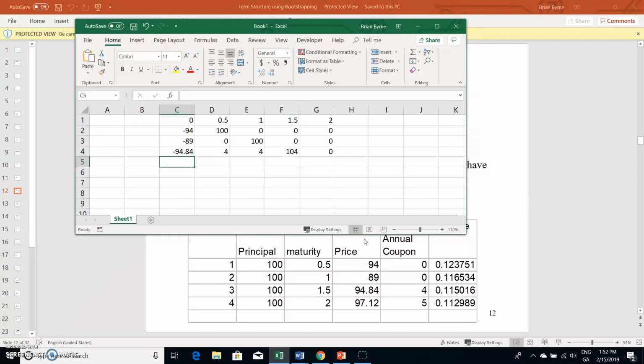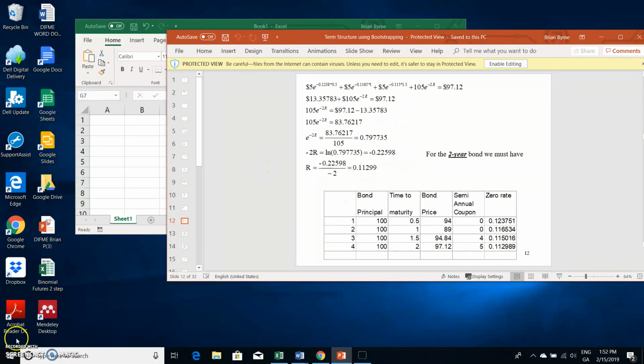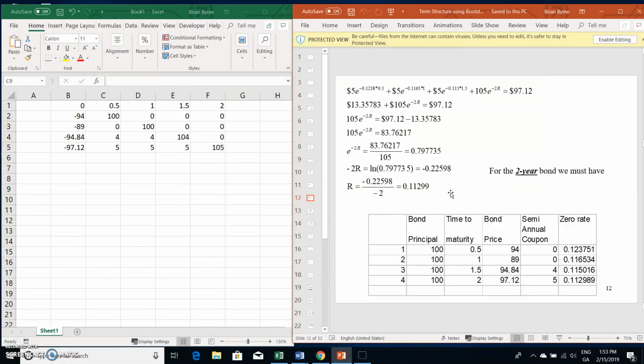And then for the final bond instrument, which is a 24-month bond instrument, we pay 97.12, so that's negative 97.12. And we get 5 coupon in month 6, 5 coupon month 12, 5 coupon month 18, and 105 at the end. Now, if we come back here for a second, I've got these side by side in terms of estimation.